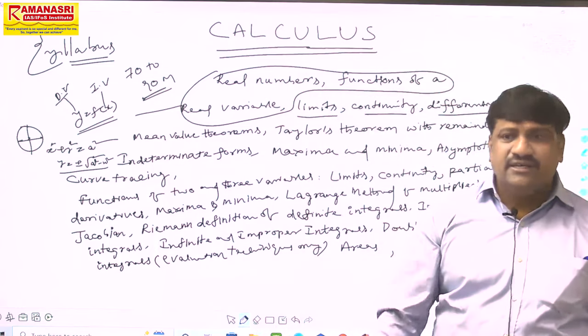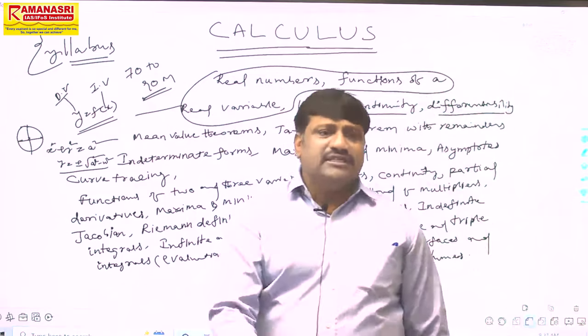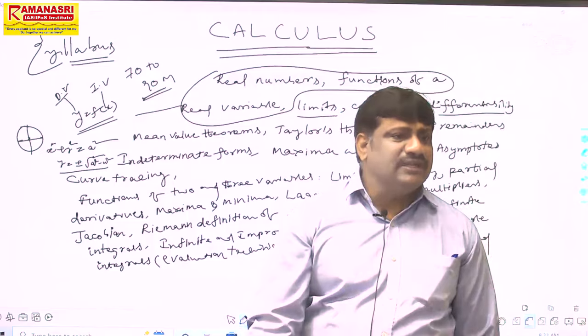Parabolas, hyperbolas, ellipse. These are all a lot of things. Curve, y is equal to straight line, y is equal to mx plus c. That is also y is equal to some function of x.